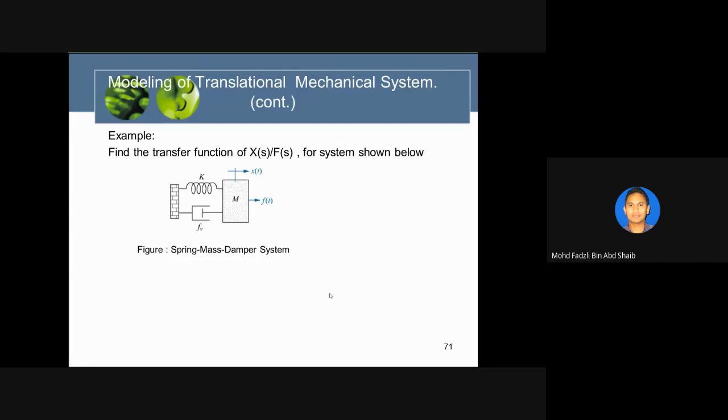Now find the transfer function, the example. Find the transfer function of XS over FS for the system shown below. We have the K spring, we have FV, which is the damper, and we have the mass. How are we going to solve this problem? As usual, I will show you step by step.